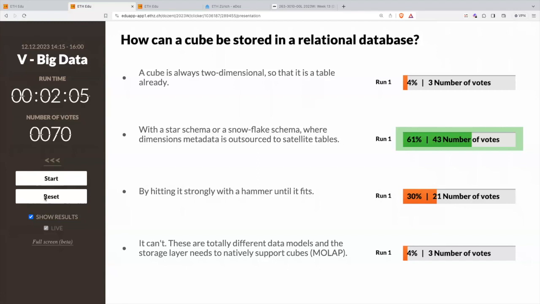I also want to say the fourth answer, MOLAP, actually exists. What's wrong about the fourth answer is only that it's not true that it can't, right? There is the relational approach called OLAP, and there is also MOLAP. So it's because of the "it can't" that the answer is actually false. And a cube actually can have many, many dimensions and not just two.